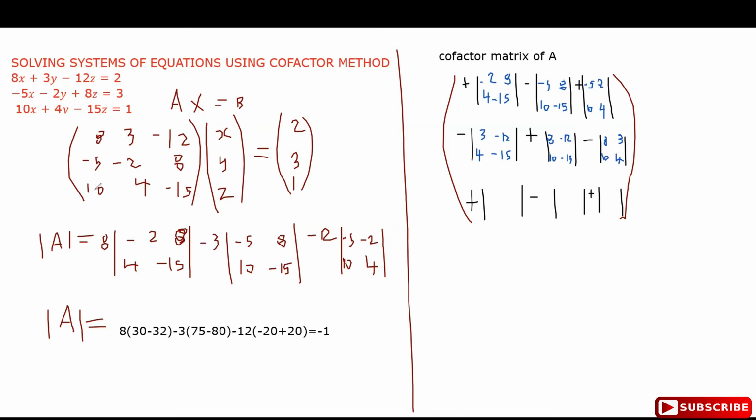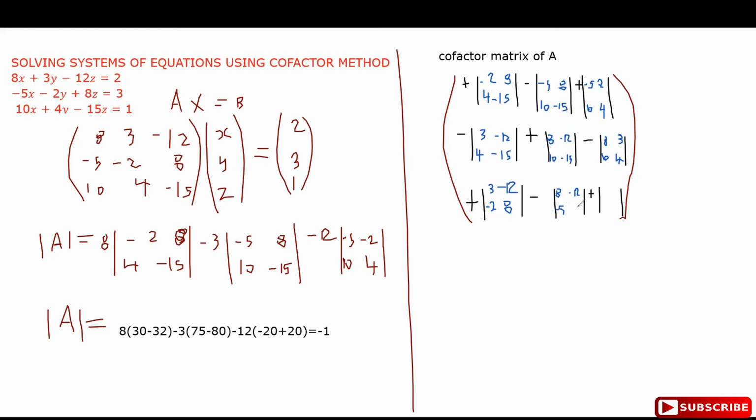And then we go down right here. Now we cross this and we cross this. We have 3, minus 12, minus 2, and 8. And then we cross this and this. We're left with 8, minus 12, minus 5, 8.